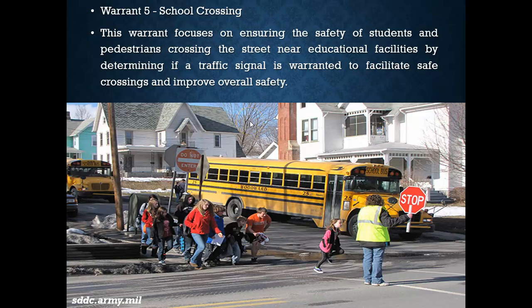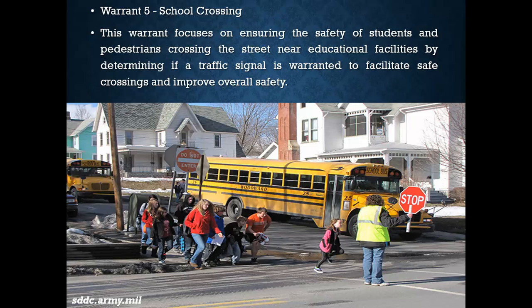The fifth one is what we call the school crossing. I think this one is self-explanatory. This warrant focuses on securing the safety of students and pedestrians crossing the street near an educational facility. So that means an educational facility is one of the determining factors. When we know that there are educational facilities in a particular location, maybe a series of them, then this shows there is going to be a need for a traffic signal for safe crossing, to improve overall safety of pedestrians and also students or pupils going to school or coming back from school.